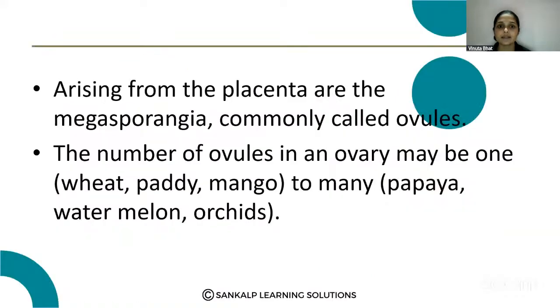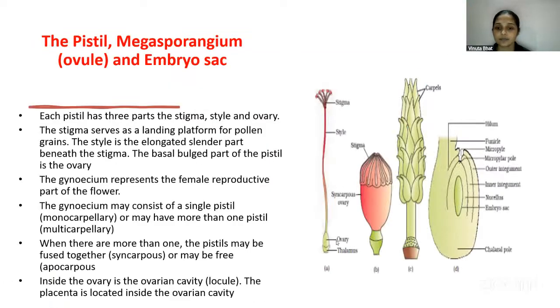Okay, then the megasporangium. Here, this is the ovary. Inside the ovary, ovules are located, right? The ovules are present inside the ovary, and these ovules contain the embryo sac and the female egg.